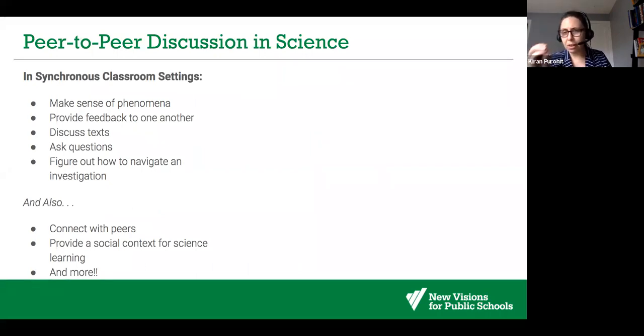So thinking about discussion in science sometimes is really about these very content-specific things. We care about students making sense of phenomena. We care about them providing feedback, discussing texts, asking clarifying questions to the teacher, getting to understand what it is they're supposed to be doing. Maybe they're in groups figuring out how to navigate a hands-on investigation or look at some data. But we also know that humans are social and we like to be around one another. And some of what's great in science is connecting with your peers, providing a social context for science learning, and more kinds of things that maybe we don't even notice until they're gone.